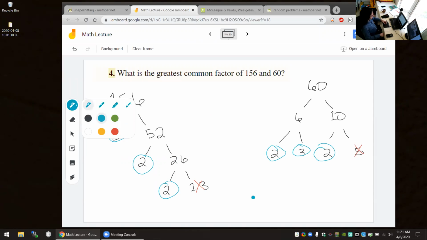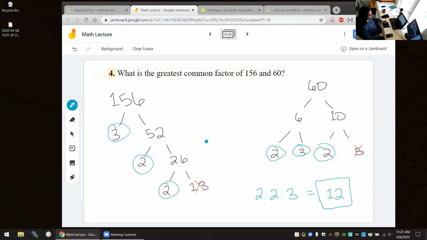Then I will take the ones they have in common and multiply those together. And that will be my answer. So it's still not quick and easy, but at least I don't have to make every factor of every number and see what's on the lists.